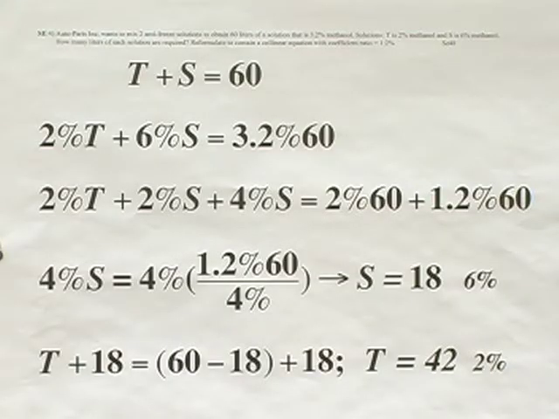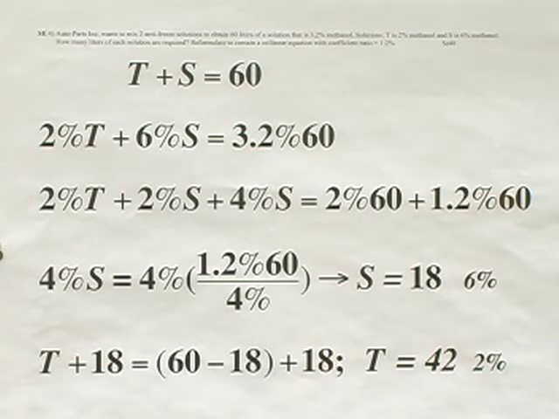Auto Parts Incorporated wants to mix two antifreeze solutions to obtain 60 liters of a solution that's 3.2% methanol. Solution T is 2% methanol and solution S is 6% methanol. How many liters of each solution are required?